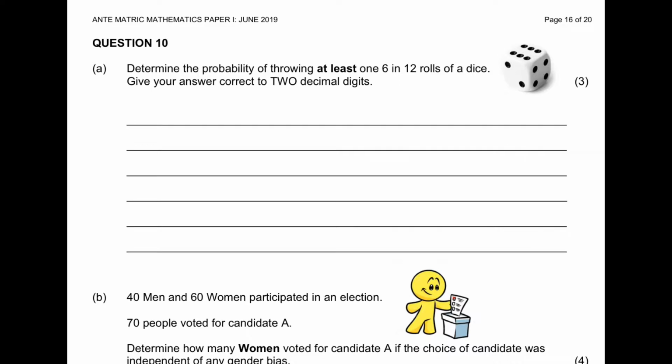Question 10a. Determine the probability of throwing at least 1 6 in 12 rolls of a dice. Give your answer correct to 2 decimal digits. So the probability of at least 1 6. In 12 rolls of the dice, it's easier to work out the probability of at least 1 6 by saying 1 minus the probability of no 6s. It's easier to work out no 6s in 12 rolls than it is to work out 1.